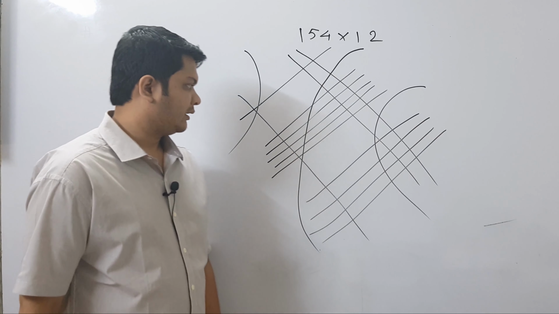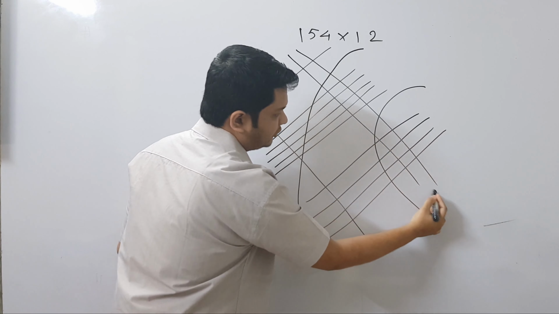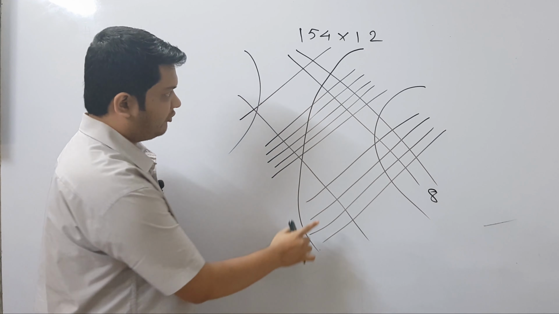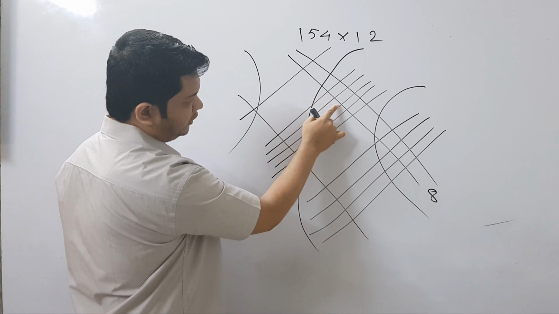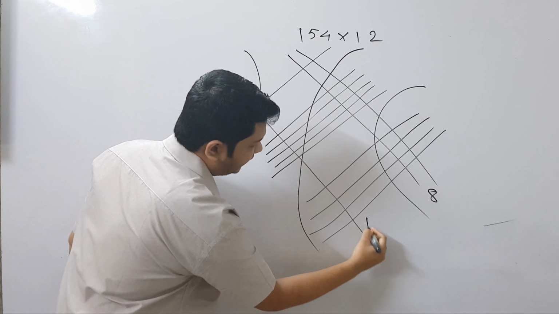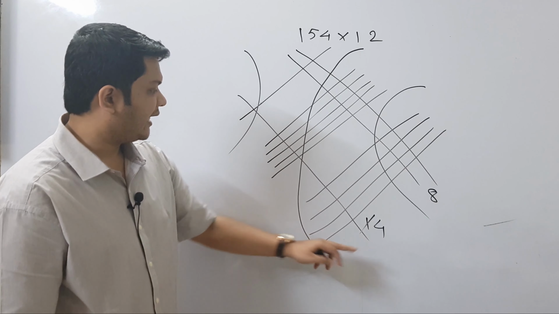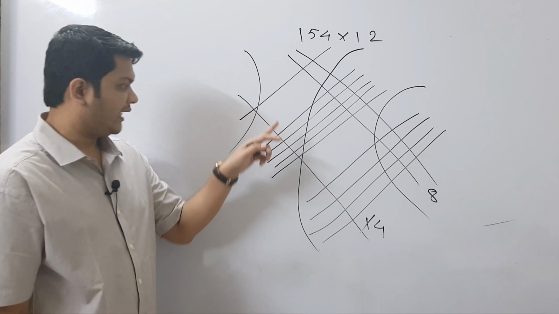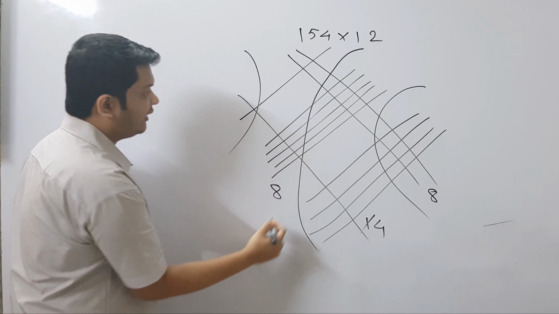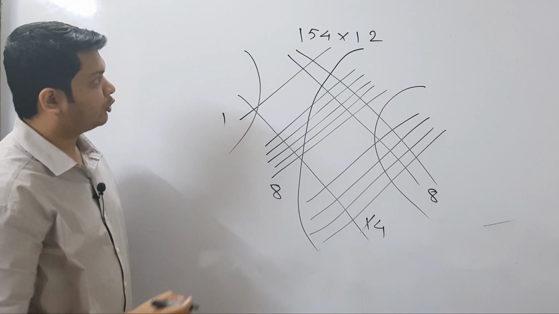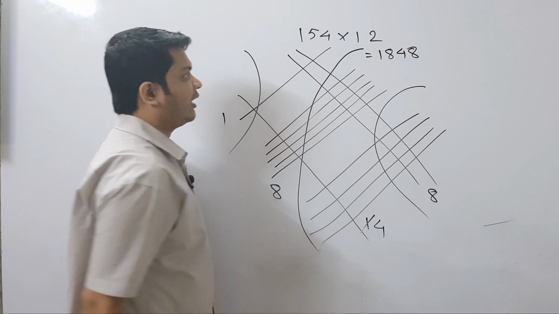Okay. So let us count. We have 1, 2, 3, 4, 5, 6, 7, 8. So we have 8 here. We have 1, 2, 3, 4. And we have 1, 2, 3, 4, 5, 10, 4. So 14. So out of 14, we will write 4 here, and this 1 will carry out to the next place. We have 1, 2, 3, 4, 5, 6, 7, and 1. That is 8 here. And we have 1. So the answer would be 1848.